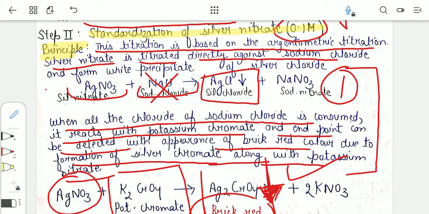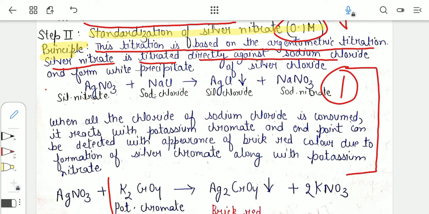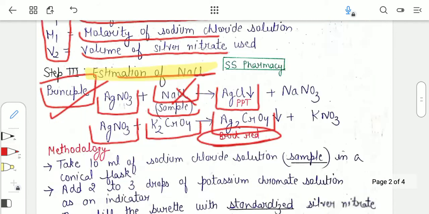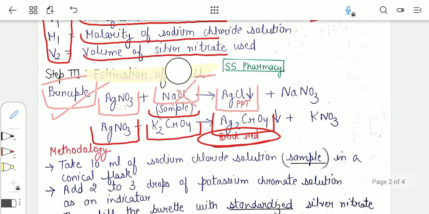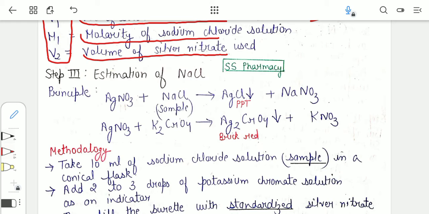The only difference in these two steps is that the sodium chloride which is used over here is a standard solution of sodium chloride, while the sodium chloride which we are using in step 3 is the sample of sodium chloride which we have to estimate. So it is important to write it down, that here it is our sample, and in the above step it was our other solution of sodium chloride, which was a standard solution. I hope this difference is clear to you.